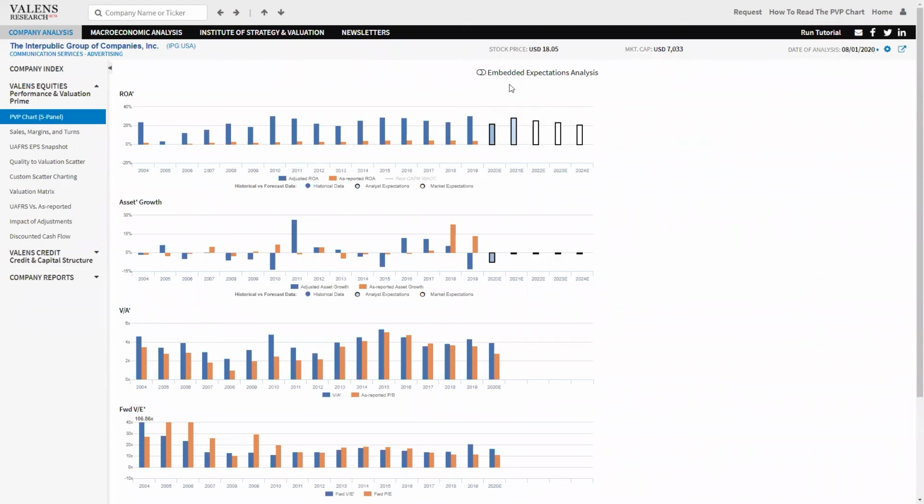So the next question is, though, that's all well and good, but it's all historically looking. How do I understand if a company is cheap or expensive? And that's when these forecast bars come in, right? The two light blue bars are what Wall Street analysts are forecasting this company to do in terms of return on assets the next 2 years. Similarly, the white bars are what the market is pricing the company to do at a $7 billion market cap or an $18 stock price going forward.